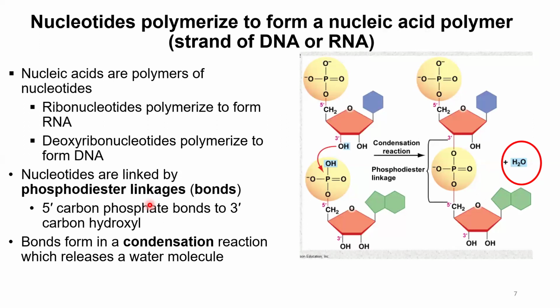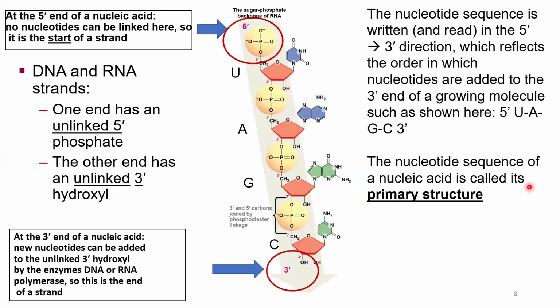And when these nucleotides come together and polymerize, that's when you have nucleic acids. These are basically polymerizing to form RNA or DNA, depending on which nucleotides you have. And these are linked together by bonds called phosphodiester bonds. These are, again, formed through condensation reactions where they end up removing a water molecule.